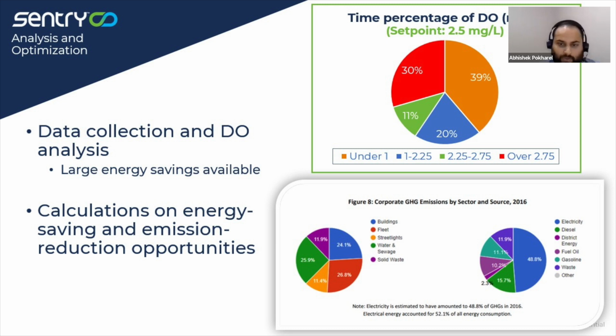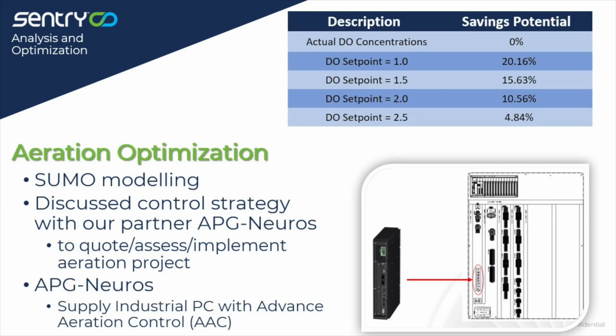So what we did is we took this data and did the calculations on savings in energy, savings on cost, and the opportunity to reduce emissions, which is a significant part of every municipality now. So moving forward with this, we gathered further data, did SUMO modeling, which is a kind of wastewater modeling, and played around with what we can achieve with different DO set points. With this data, we brought in our partner, APG Neuros, to help us implement this project because they are the experts on the blower side.